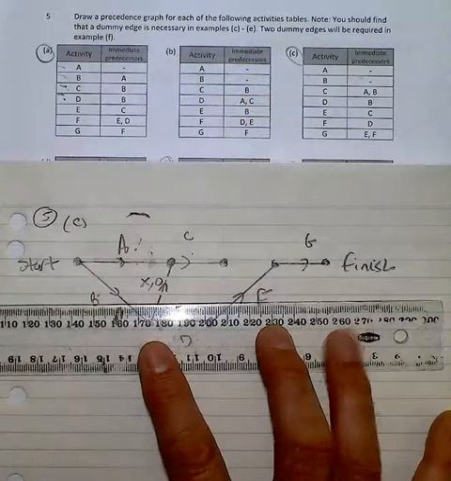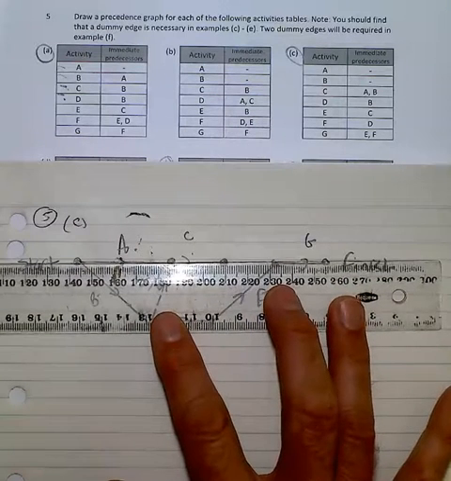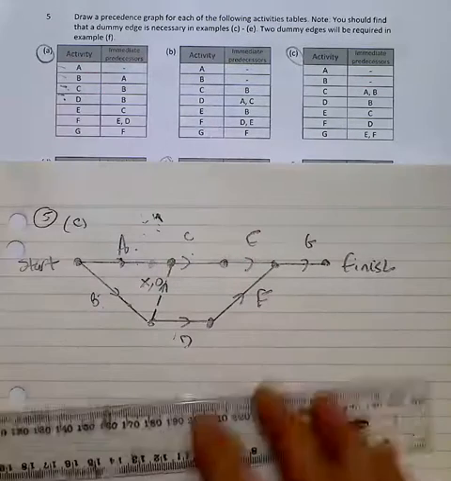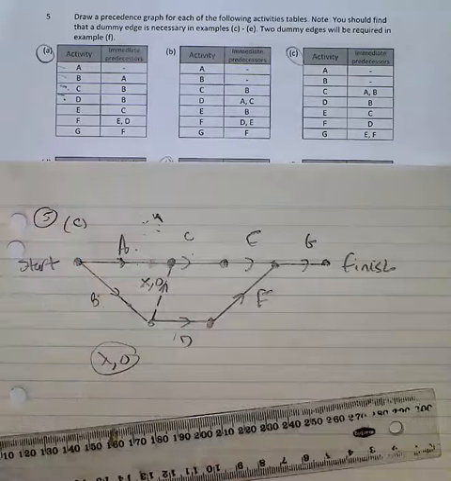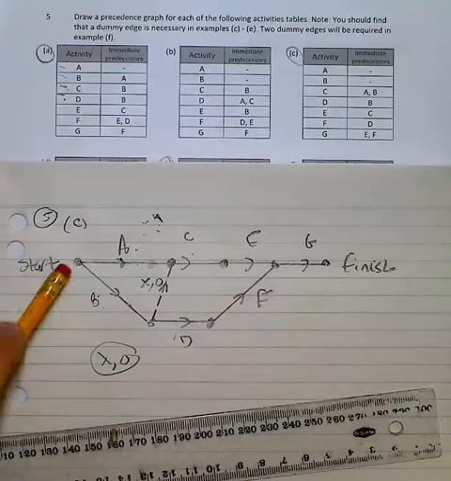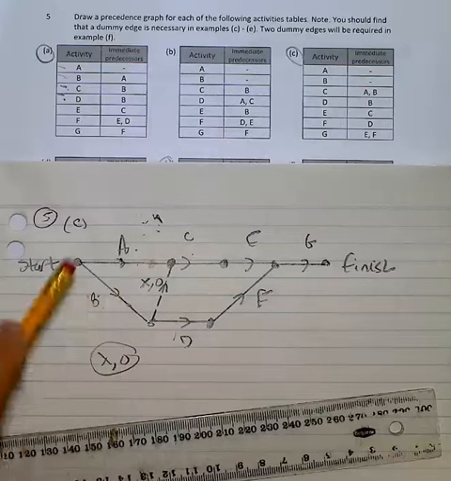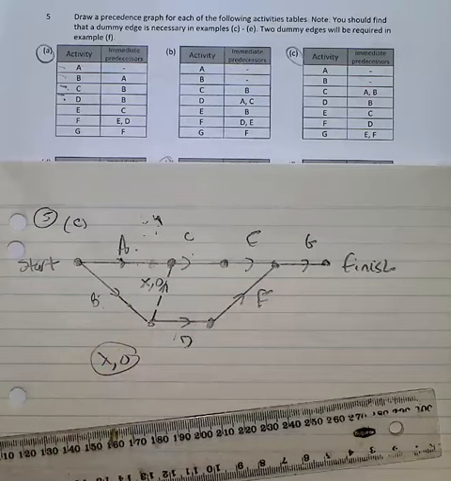Just to polish this up, E needs C to be completed, and completing there. So the dummy edge, denoted as x0, there's no time for that. It's an artificial joining of B to C, or precedence of B before C, but D does not require it, it only requires B.